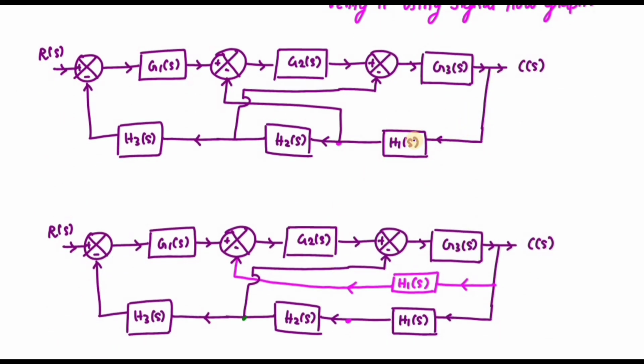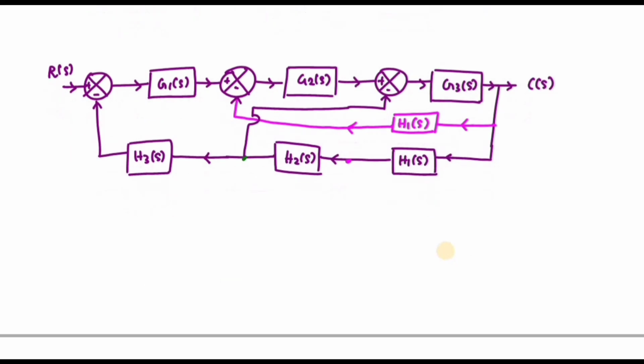Okay, you can see the C of S is connected to H1 of S, and it is connected to the summation point. And from the C of S, I have connected the H1 of S to H2 of S, right? In a similar way, you can see at the green point, from C of S, H1 of S and H2 of S are connected to the third summation point, and from C of S, H1 of S and H2 of S are connected to the H3 of S.